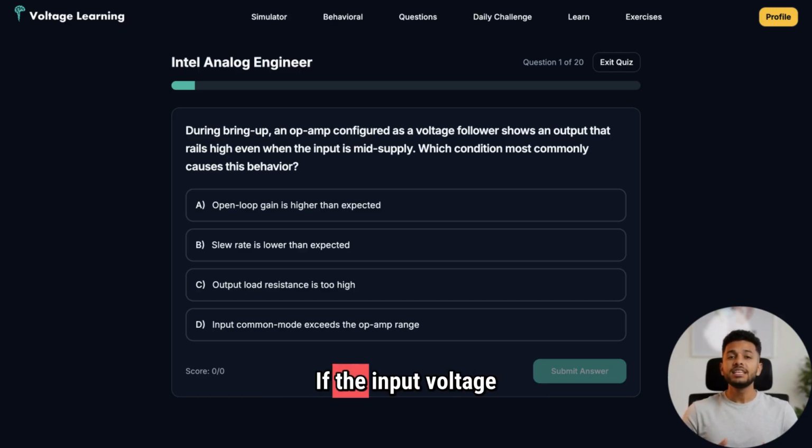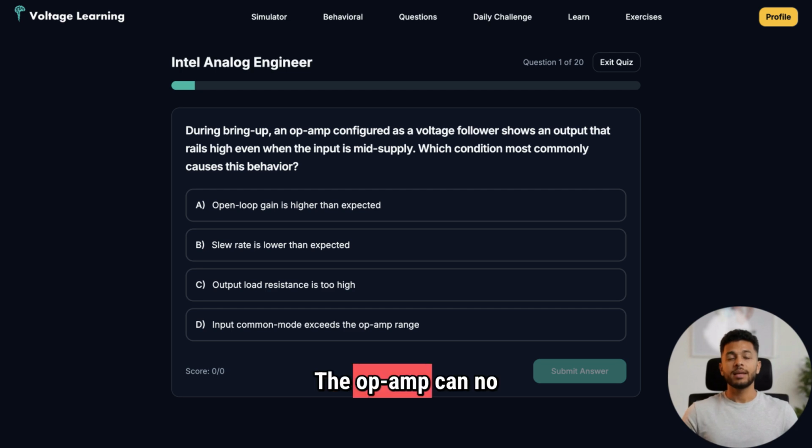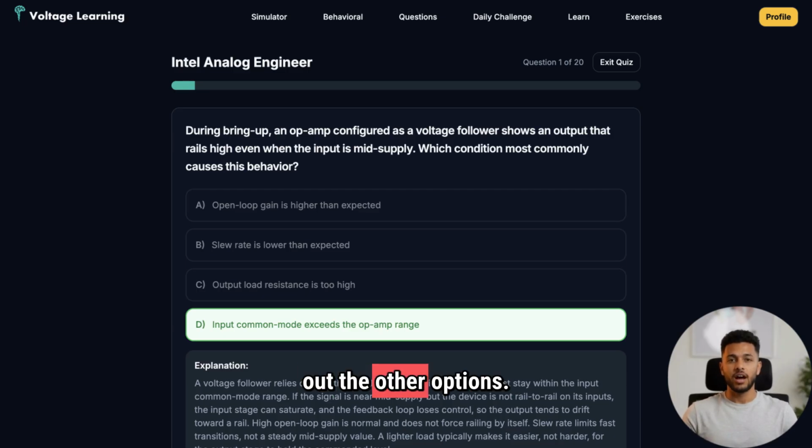If the input voltage exceeds that range, often because the op-amp is not rail-to-rail on its inputs, the internal input stage can saturate. When that happens, the feedback loop effectively breaks down. The op-amp can no longer regulate properly, and the output often slams into one of the supply rails, frequently the positive rail during bring-up.